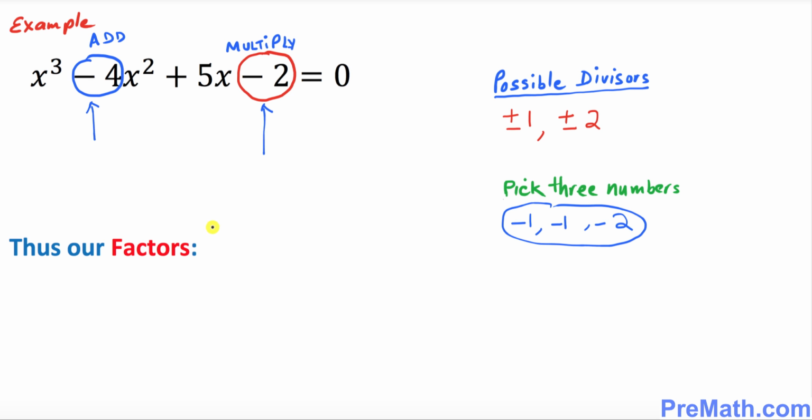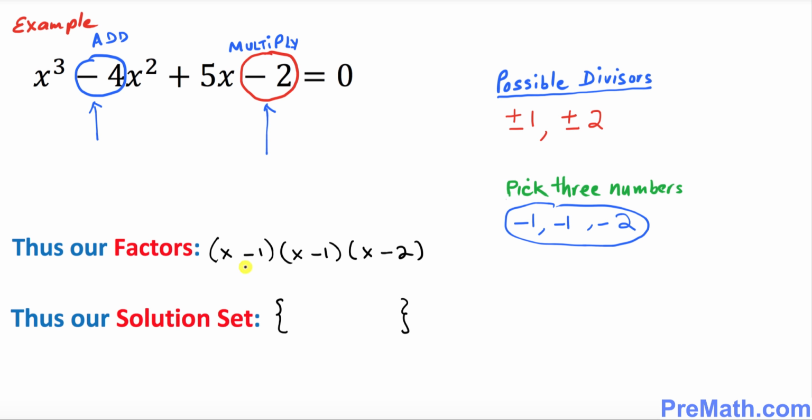Thus our factors are gonna be simply, you just put down x minus whatever this number is, x minus 1 times, once again the next one is x minus 1 again, and finally x minus 2, and these are your factors. And our solution set is going to be simply whatever these numbers are, you just switch their signs. So -1 becomes +1, -1 becomes +1, -2 becomes +2, and that is our answer.